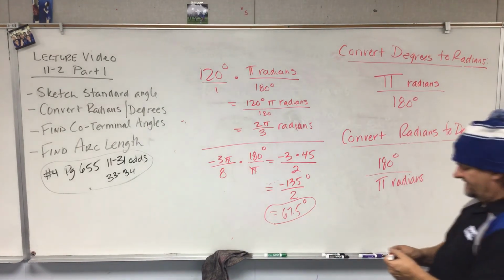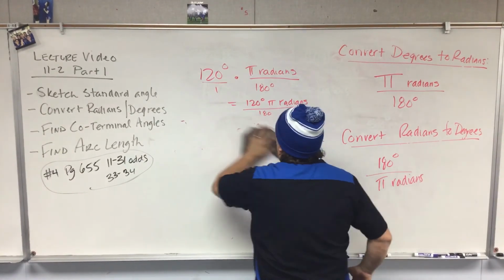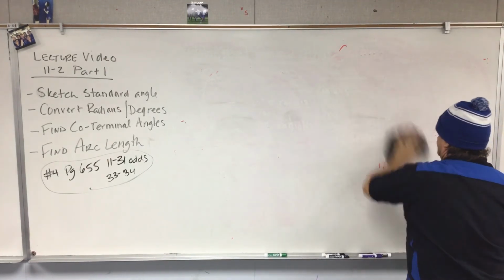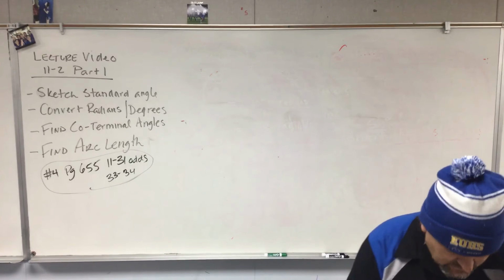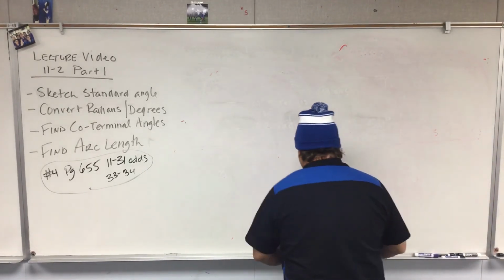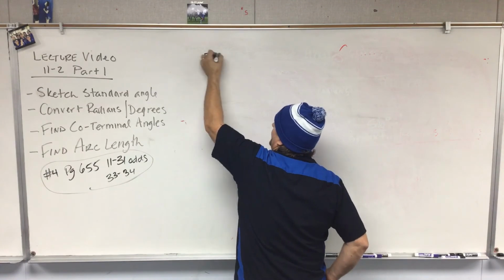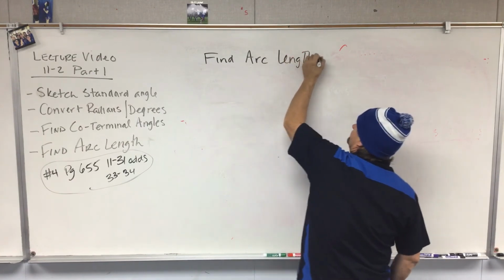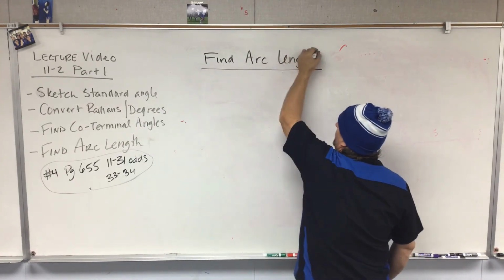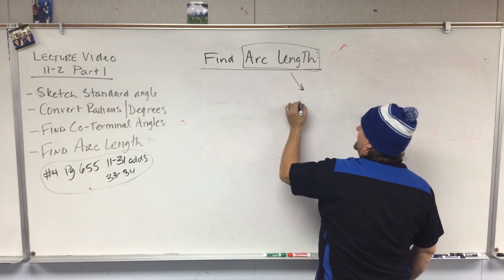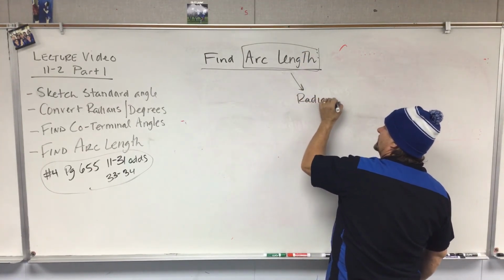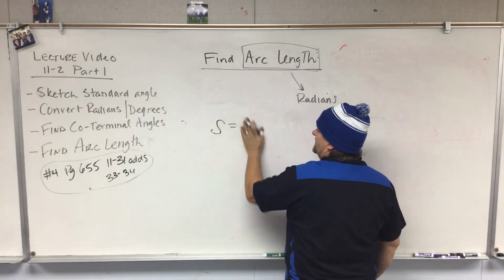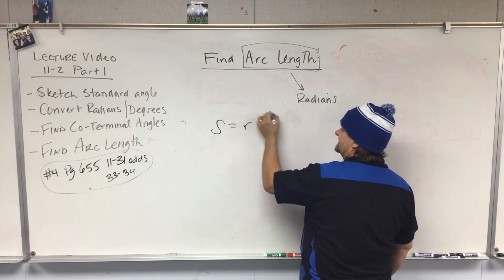All right, our last piece of the puzzle for today is finding arc length. So, if you're going to find arc length, here's the word arc length. So, we're going to be dealing with radians. So, we're only working with radians. Here's your formula. Arc length is equal to the radius times theta.